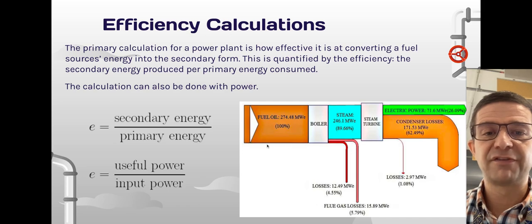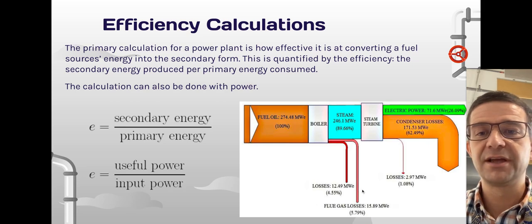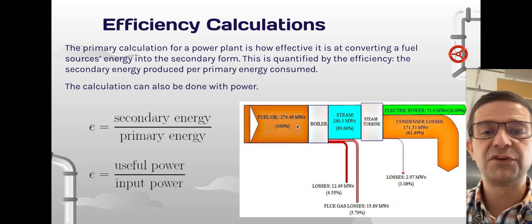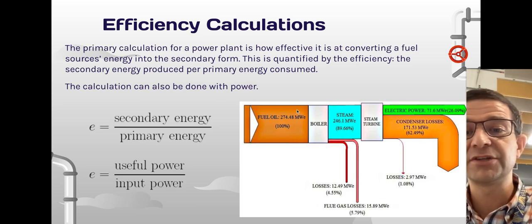So here we have maybe a little more detail into a fossil fuel powered turbine. So we have the fuel oil here with 274 megawatts of fuel oil. MWe is megawatt equivalent, converting everything to electricity units.